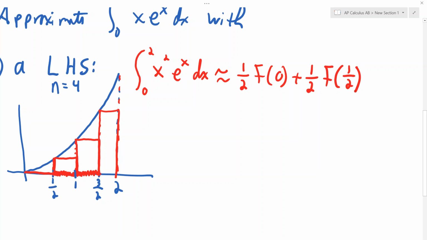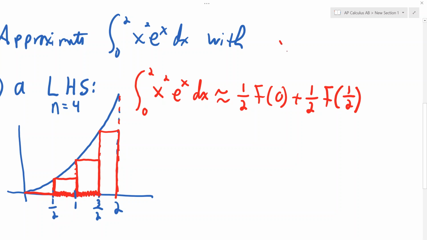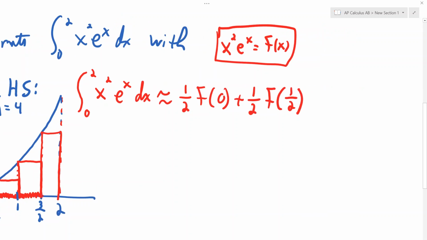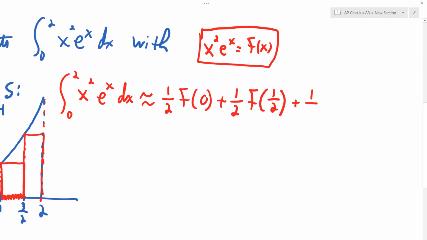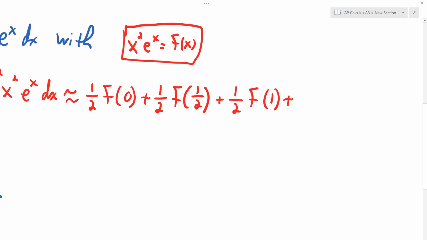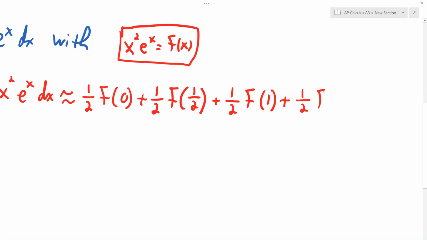Technically I should label x squared e to the x as f of x. I haven't done that anywhere. Cool. So that way I can just write f. But you don't want to use a definition without actually writing out what it is. My next rectangle is 1/2 f of 1. And my next rectangle is 1/2 f of 3/2.